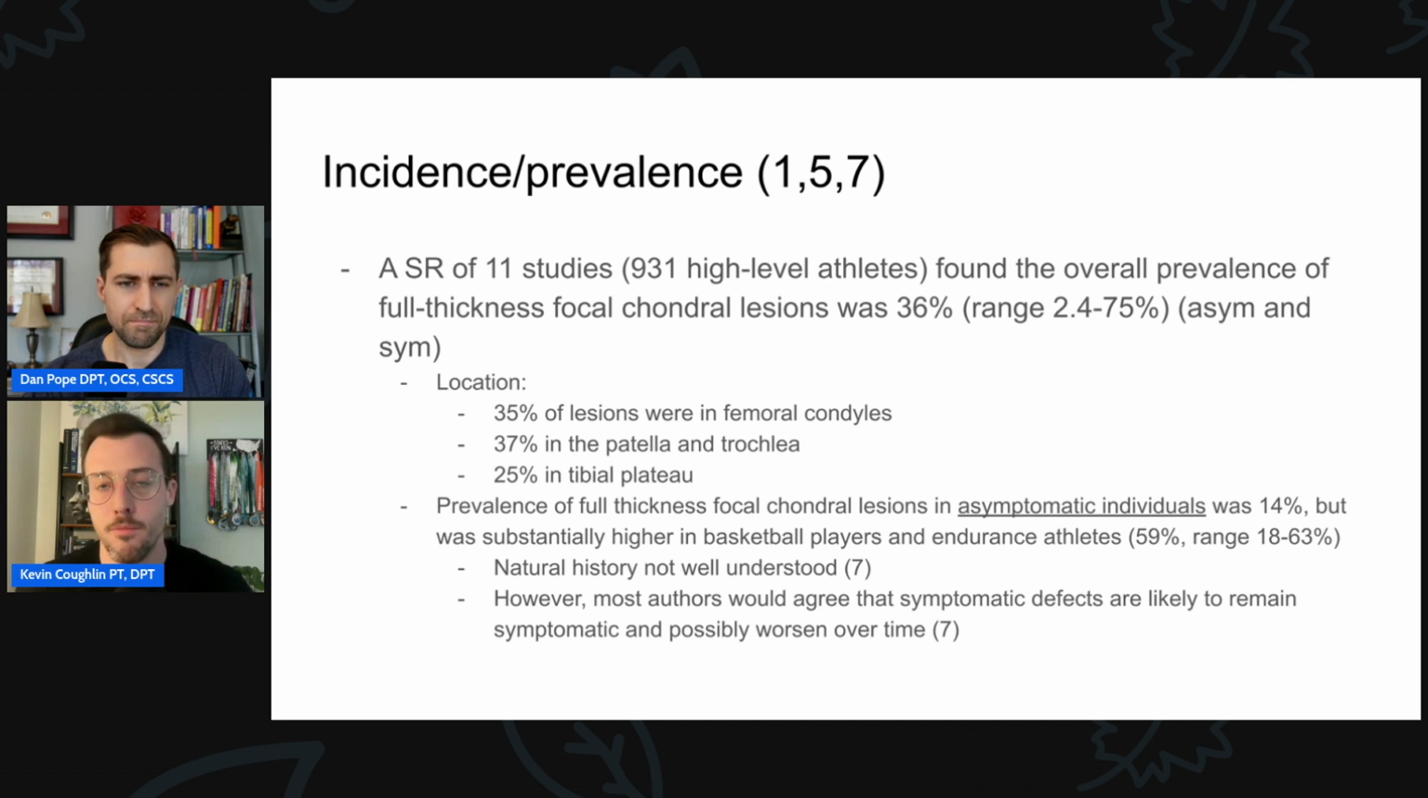I think the best recommendation I was seeing was to just keep monitoring symptoms. And if you find that you're failing a conservative rehab, that's when you consider surgery. We'll get way more into that down the road, but just something to consider. And again, most authors would agree that symptomatic defects are likely to remain symptomatic and possibly worsen over time. So asymptomatic, we may not be sure how they're progressing. Symptomatic seems to be challenging to treat conservatively. Sometimes they get better, but most of the time it seems they don't. And I think the pathology can even worsen.